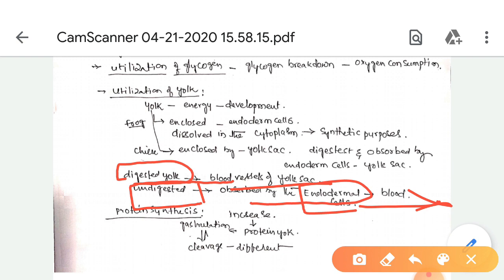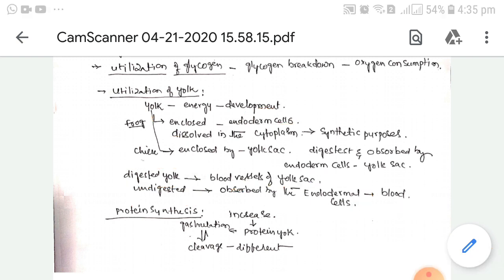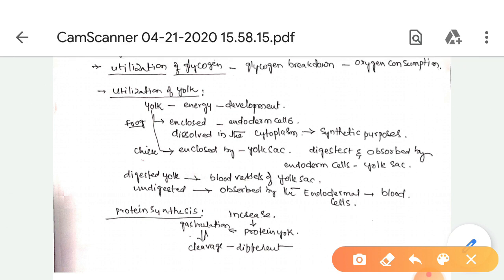To summarize, utilization of yolk means yolk is the main resource of energy for development. In frog, the yolk is enclosed within the endodermal cells and dissolved in the cytoplasm, and this solution is used for synthetic purposes. In chick, the yolk is enclosed by the yolk sac, digested and absorbed by the endoderm cells of the yolk sac, and the digested yolk passes to the blood vessels of the yolk sac, while undigested yolk is absorbed by the endodermal cells and passed to the blood.